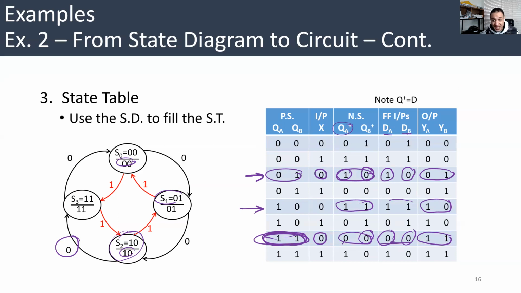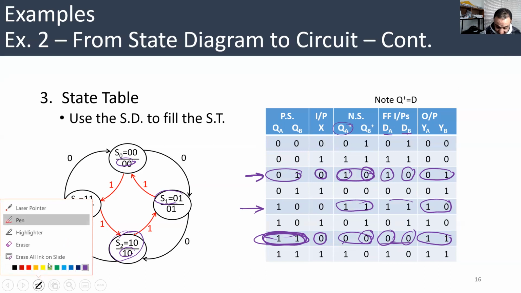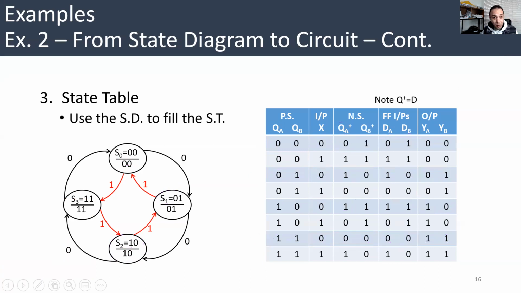And based on the state table, the interesting step right now, since we have the state table, it's like a truth table. So we can get DA, DB, YA, YB as a function of the current state or present state, QA, QB, and X. Of course, this is a Moore circuit. So YA and YB, you will find them all the time only functions of QA and QB.